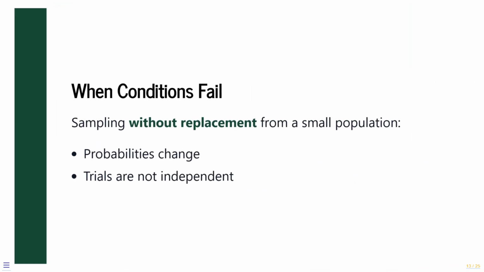One common situation where the conditions fail is sampling without replacement from a small population. In this case, probabilities change from one draw to the next, violating independence. However, if the sample size is less than about 10% of the population, the change is small, and the binomial model often provides a good approximation. This practical guideline is widely used in real applications.